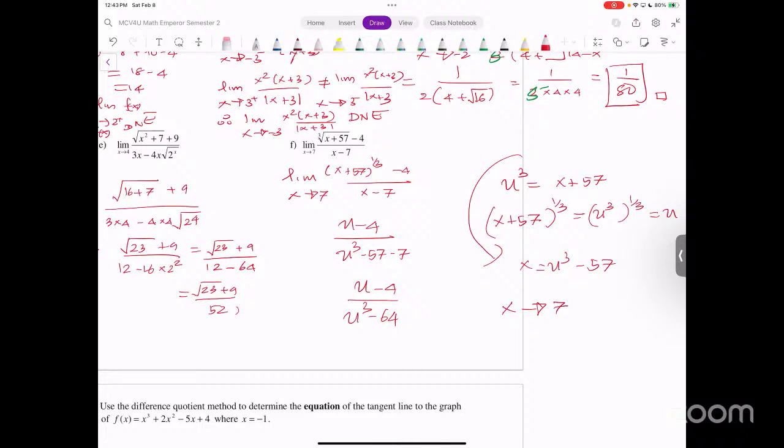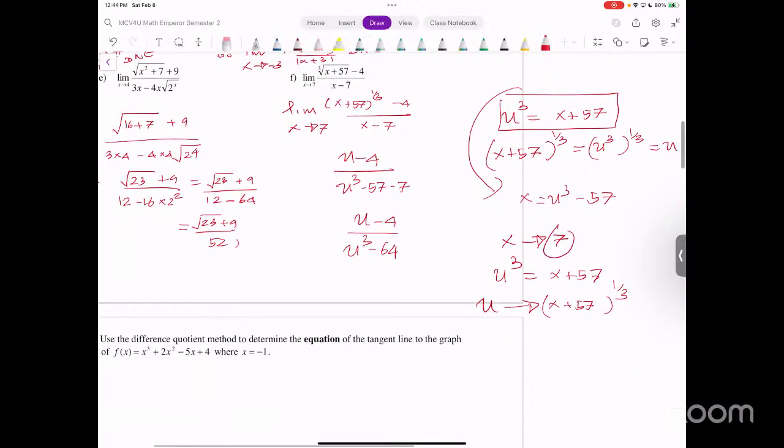Let's go back here, guys. u cubed is x plus 57. Therefore, u is x plus 57 to the power of 1/3. If x goes to 7, u goes to 7 plus 57 to the power of 1/3. u goes to 64 to the power of 1/3, which is 4. So the whole limit changes to u goes to 4.